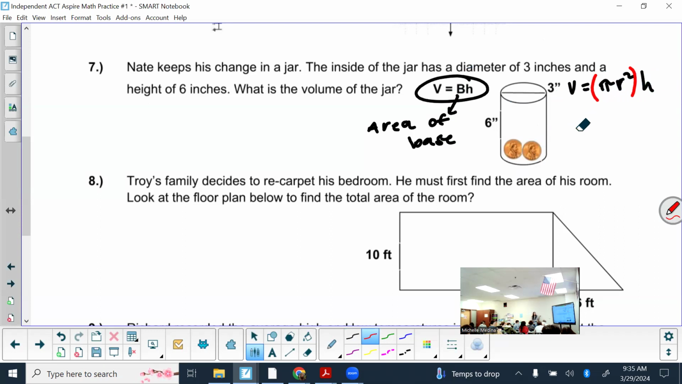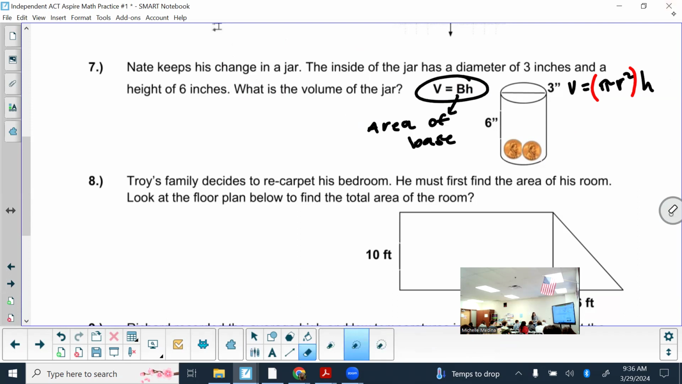Now, sometimes they specify to use 3.14 for pi, and if they do, make sure you do, because that will affect the rounding. Or 22/7, they will always tell you what they want you to use for pi. But if they don't, then you're just going to use the pi button on your calculator. So this one, I'll use the pi button because it didn't say to substitute pi for anything else.